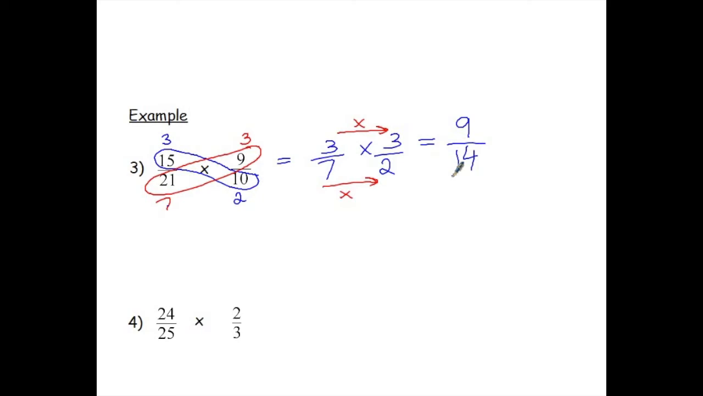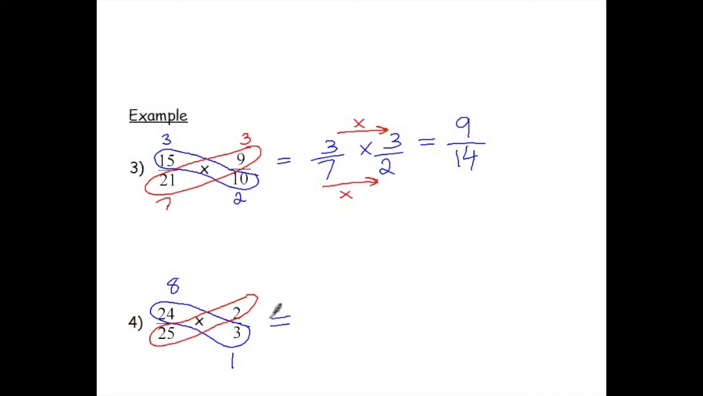Okay, so let's look at our fourth example. So we have 24 over 25 multiplied by 2 over 3. So if we circle the top and bottom number, so 24 and 3, but what number goes into both of those? 3 does. So 24 divided by 3 is 8, and 3 divided by 3 is 1. Next, we circle the 25 and 2, and there is no number that goes into 25 that also goes into 2.